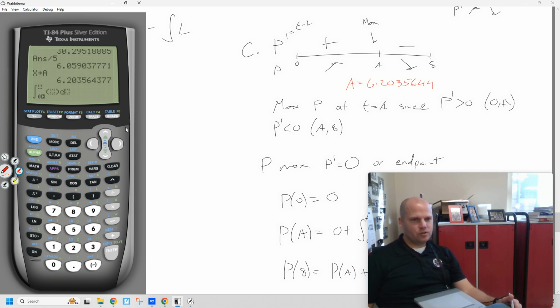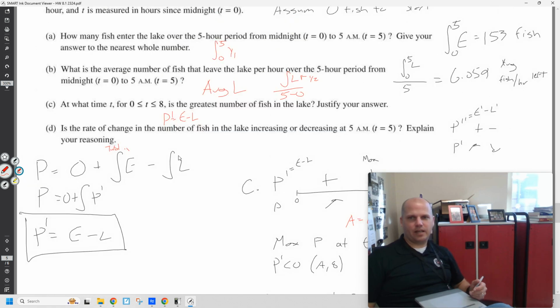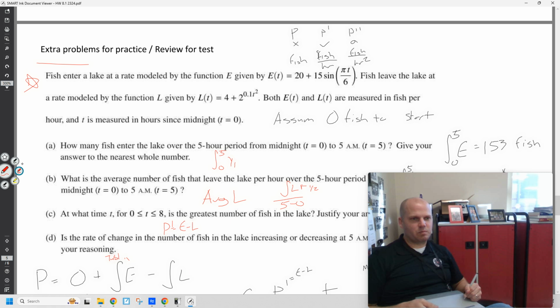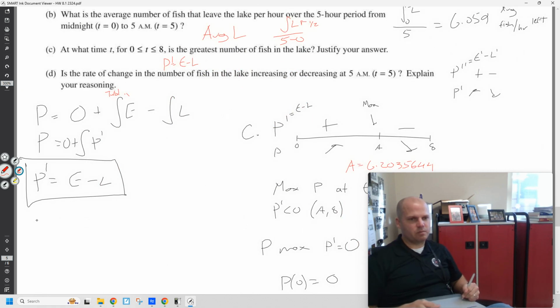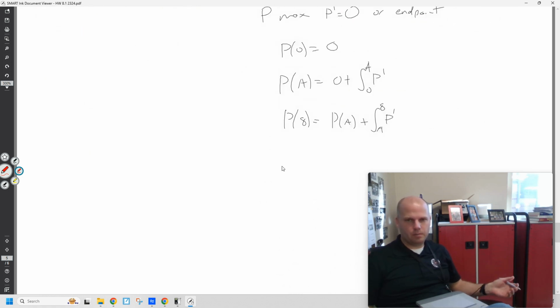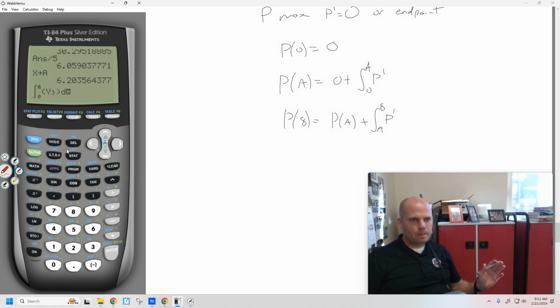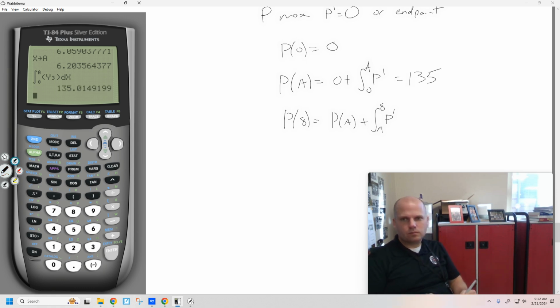Math 9, integral from 0 to A of P prime, which I put as Y3. You should probably have that written down. This was my Y1. If you want to use it, you can. This is my Y2. And this is my Y3. If you want to use Y3, you can, but I prefer you use P prime. It's safer. That's going to be my max for sure.